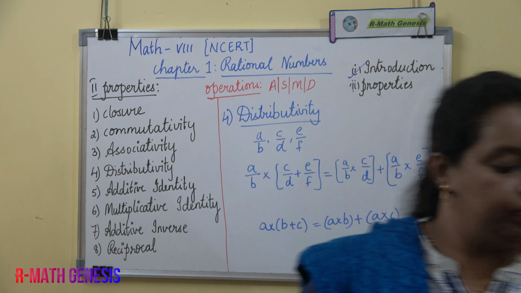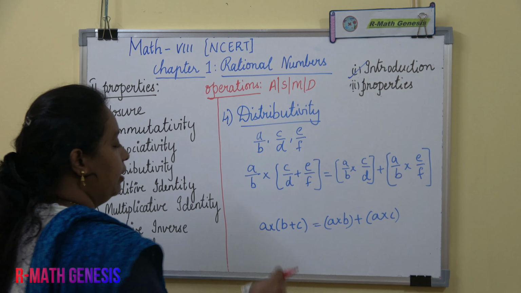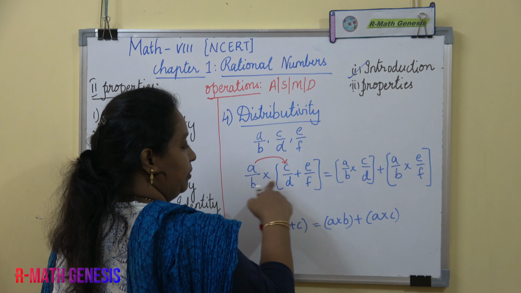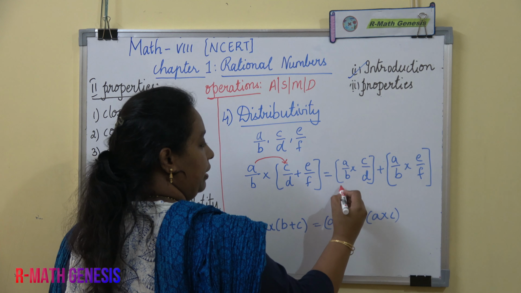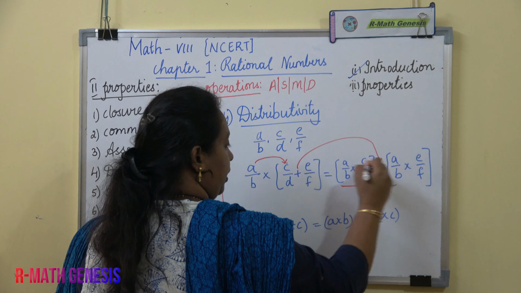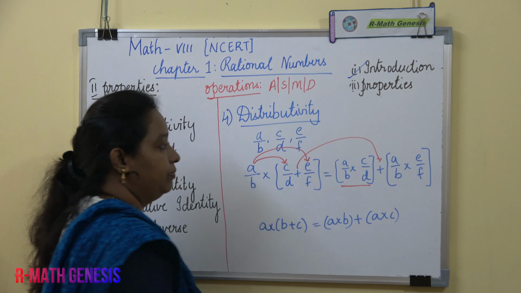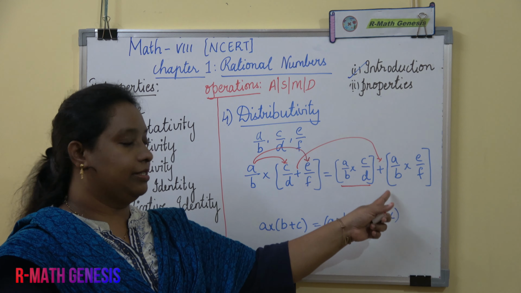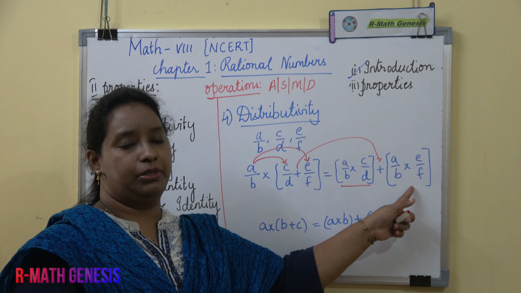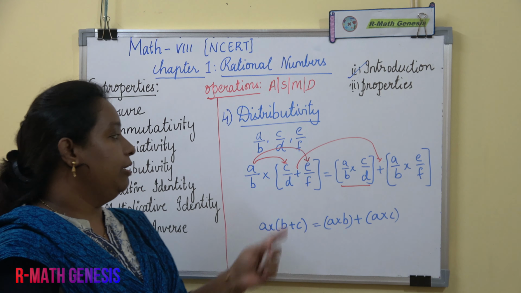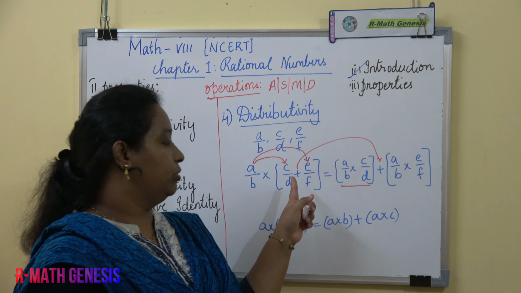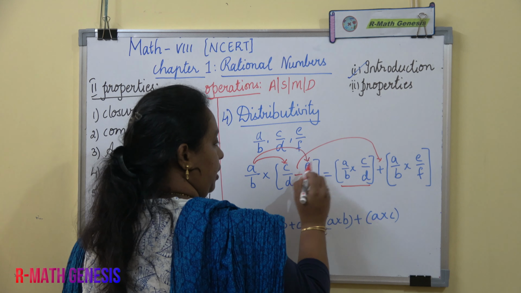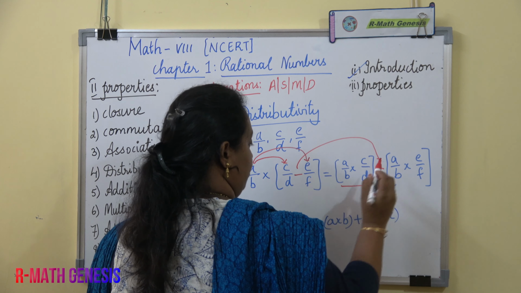So what am I doing? I am multiplying the first rational number with the second rational number, then adding with the plus sign, and again multiplying the first rational number with the third rational number. That's it. The same applies to subtraction also: here in terms of addition, I will be changing to subtraction.